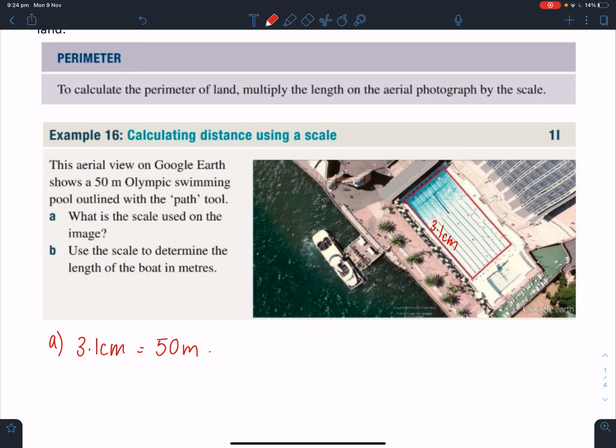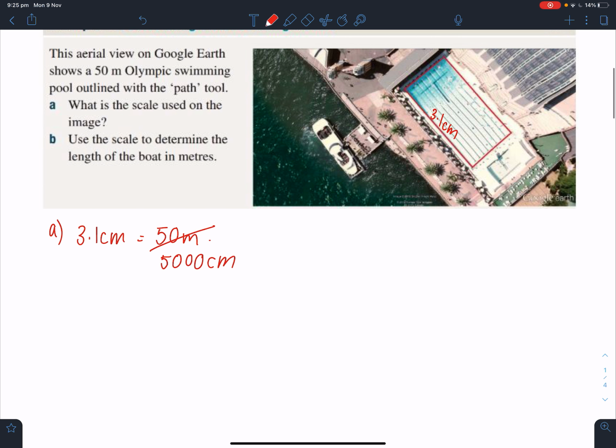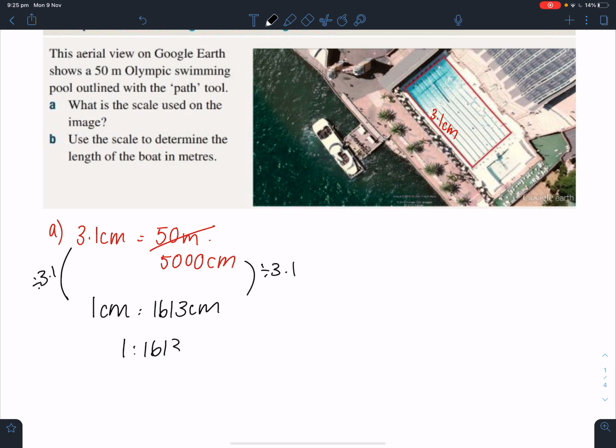Now I like my scale to always be in the same unit, so I'm going to rewrite that as 5,000 centimeters. Then I want to find the scale, so I need the first number to be 1. So divide that by 3.1, divide this by 3.1, and you get 1 centimeter to 1613 centimeters. So your scale is 1 to 1613, because you don't need to write what the units are, whether it's millimeters or centimeters, it'll all work out the same. So that's our scale.